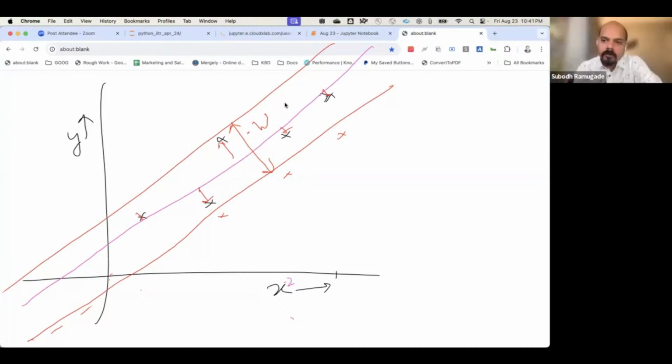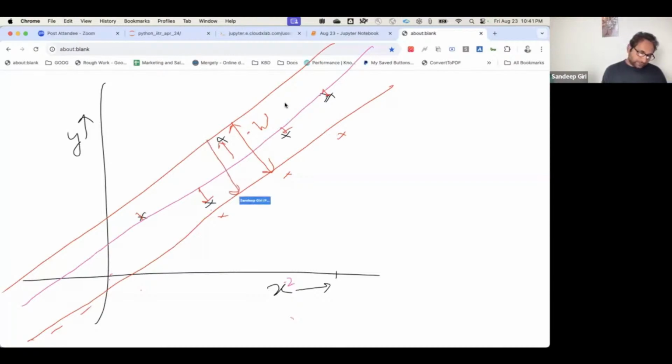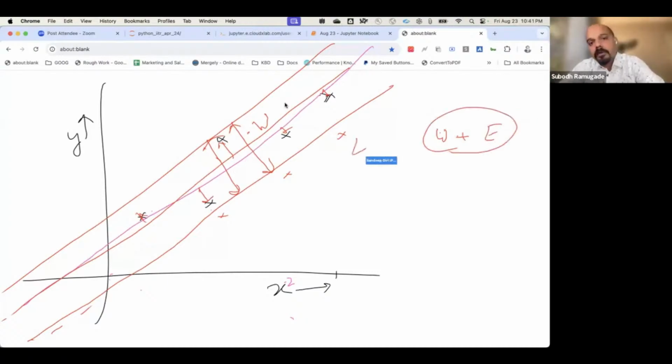Sorry, but here also there will be only one loss function, right? The difference between the line and the points, isn't it? No. So right now we have two loss functions, right? One is the width of this line, and the other is the distance from the center line. So there are two. So usually what we do is in the loss function, we'll say this width should be minimum plus the error should be minimum. So my loss function now has two things. One is weight, other is error.